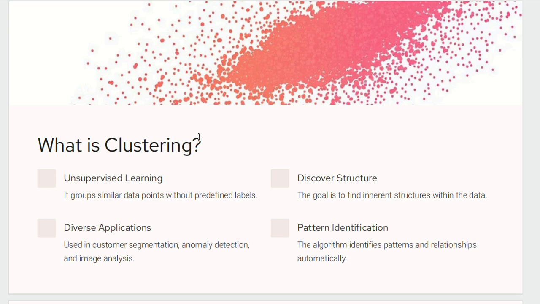Clustering is nothing but unsupervised learning. Simple definition: clustering is the process of grouping similar data points together so that data points in the same group, called a cluster, are more similar to each other than to those in other groups.